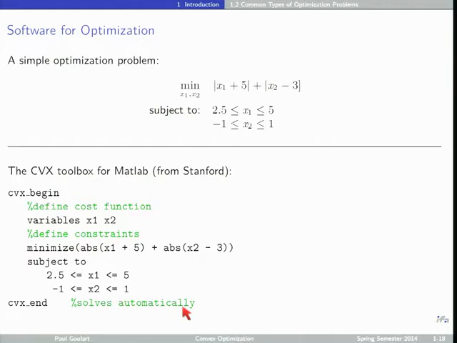Again, it solves the problem for you with whatever its default solver is. And if you don't like that solver, or it doesn't work for some reason, then you just tell it to use a different solver. I think it's CVX_solver, and then the name of the solver you want. So CVX solver, Mosek, or Gurobi, or whatever you like.